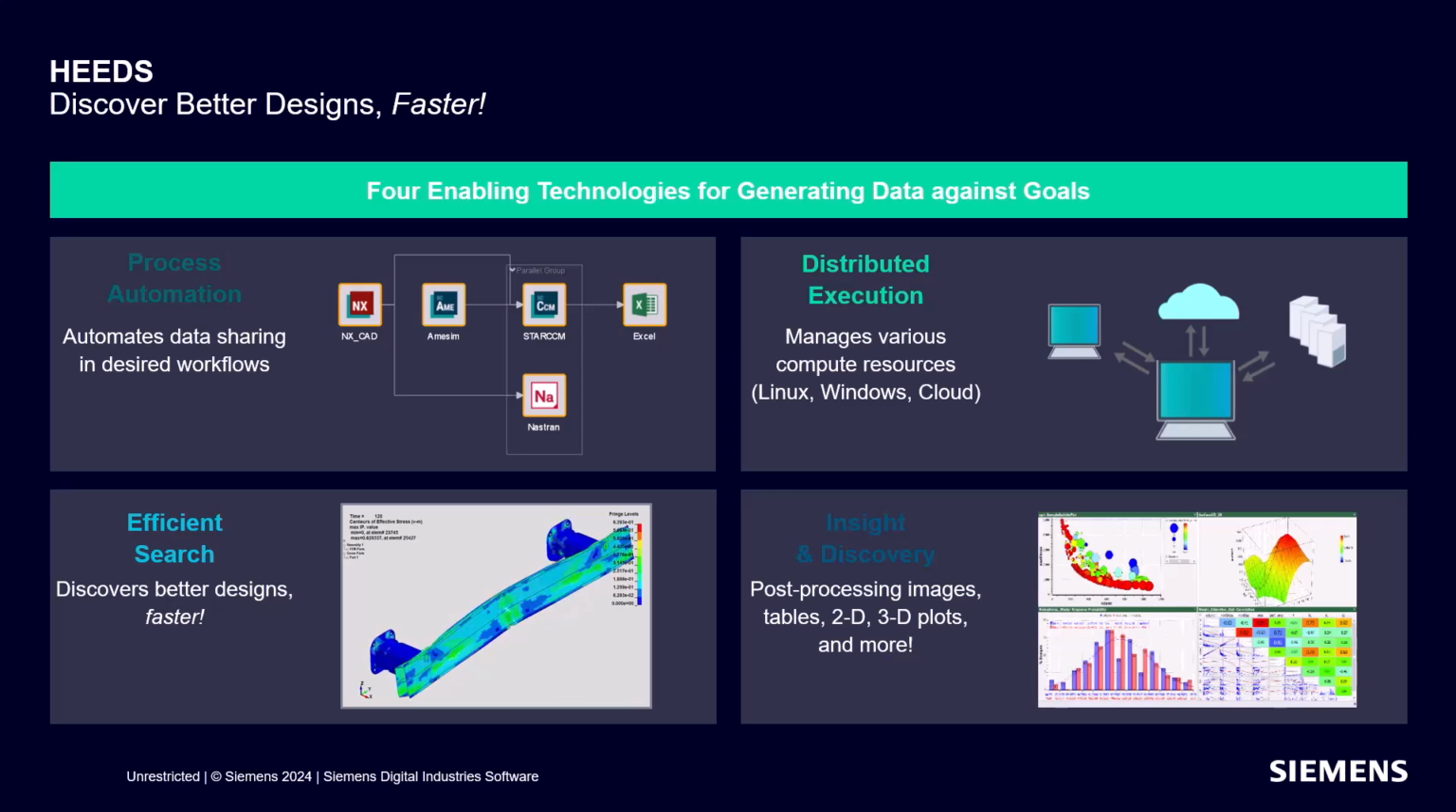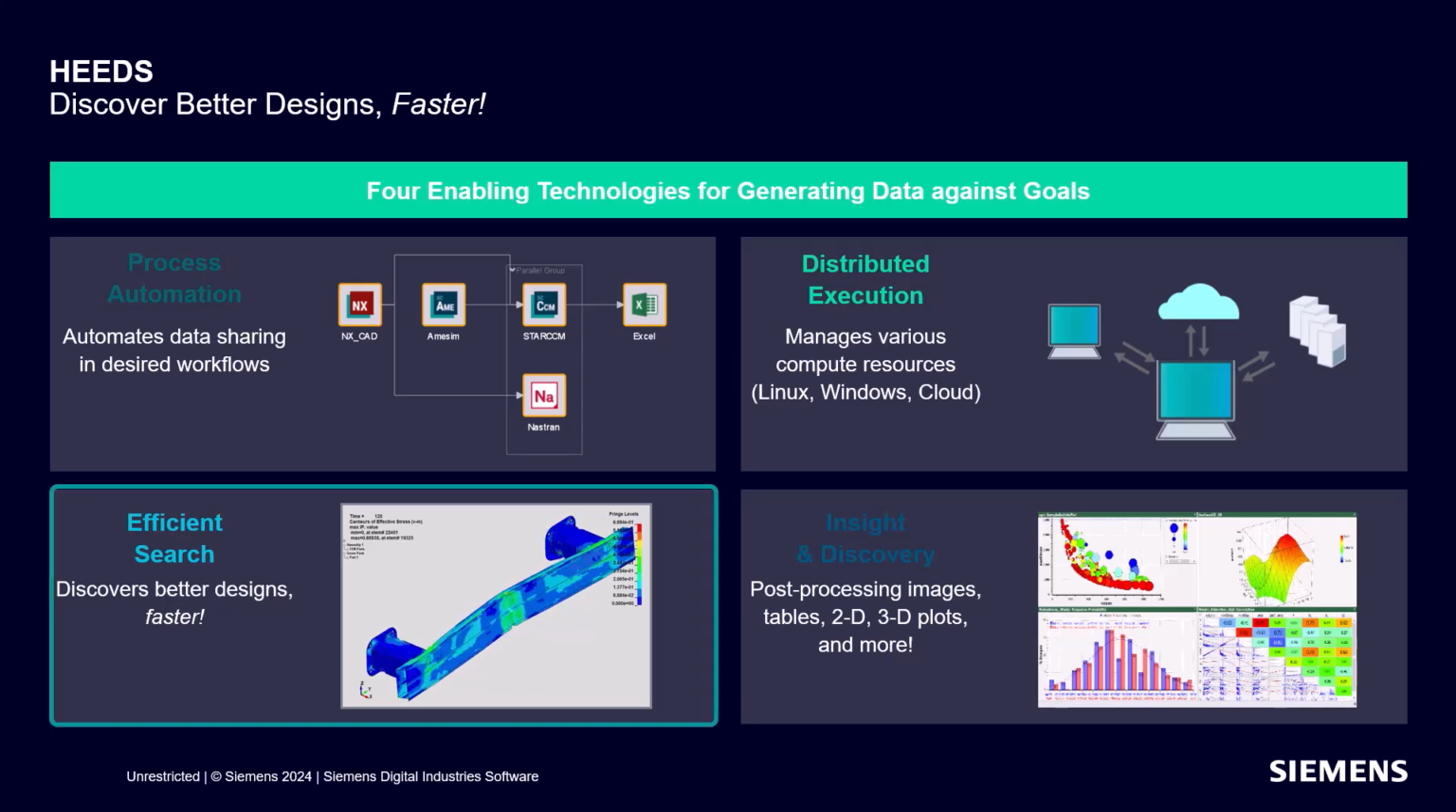With a fully defined automated workflow and linked to the designated hardware, the next enabling technology is the efficient search component of HEEDS. This is the piece of the technology that allows for the data generation against goals, with the latter part of the statement, against goals, being the focus. With state-of-the-art search technology, HEEDS is able to rapidly generate data of value against the intended performance goals. It is this area that we will focus on today.